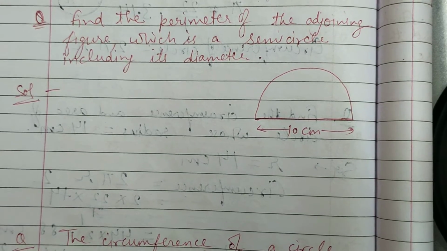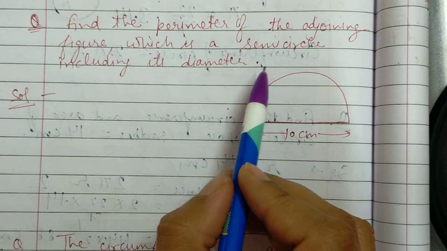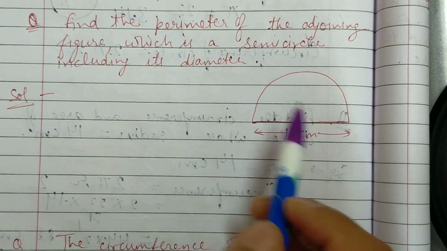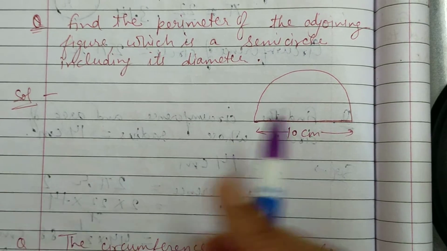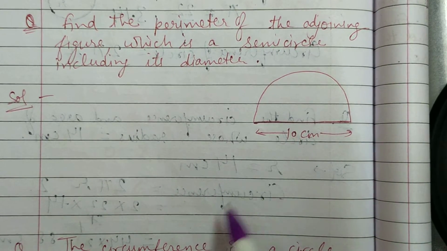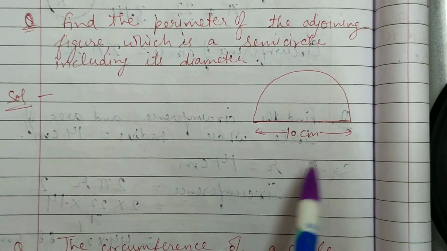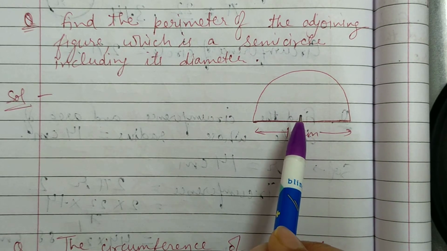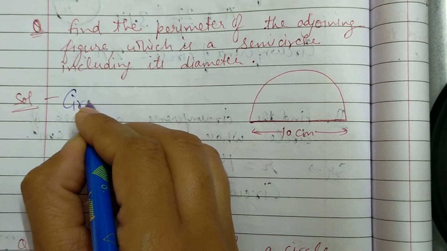Next question is, find the perimeter of the adjoining figure which is a semicircle including its diameter. This figure is given and we have to find its perimeter. We have to find the perimeter of this figure because it is half of the circle. It is semicircle. We will find its circumference.